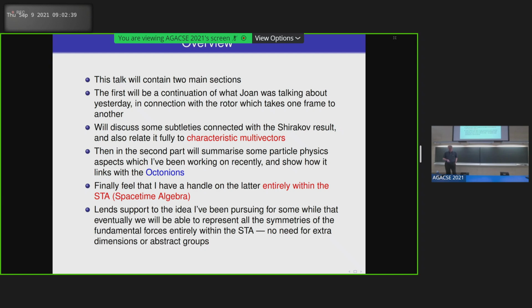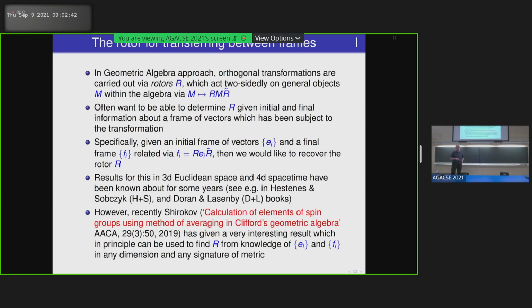There you go. Okay, so let's talk about this first topic of the rotor transforming between frames. In a geometric algebra approach, orthogonal transformations are carried out by rotors, which act two-sidedly on general objects within the algebra by the usual sandwiching, R and R reverse. And often you want to determine R given initial and final information about a frame of vectors which is being subject to the transformation. And so my notation will be here.